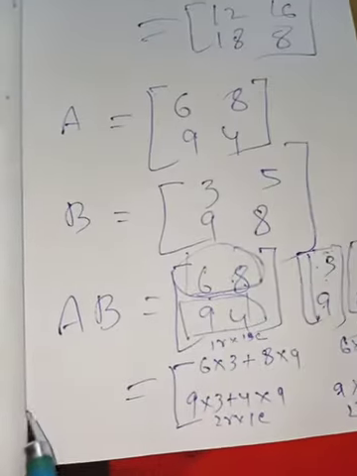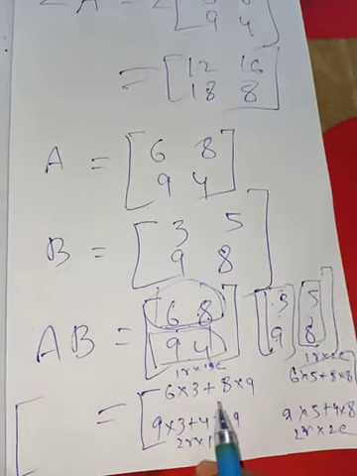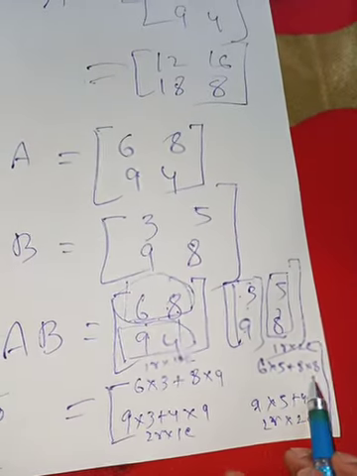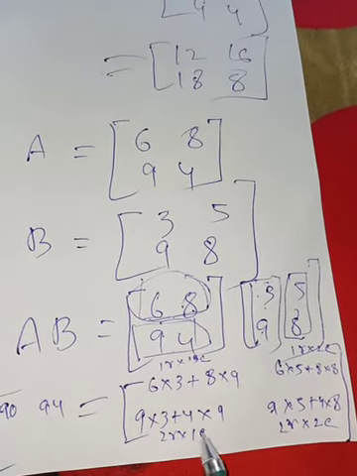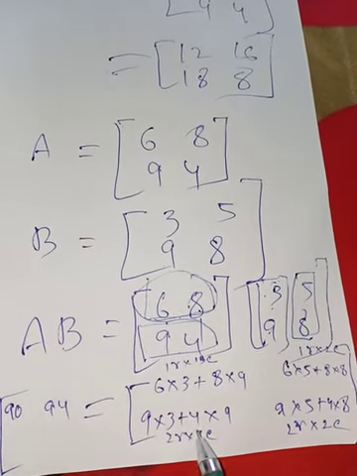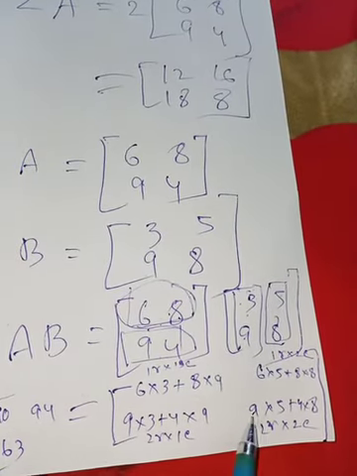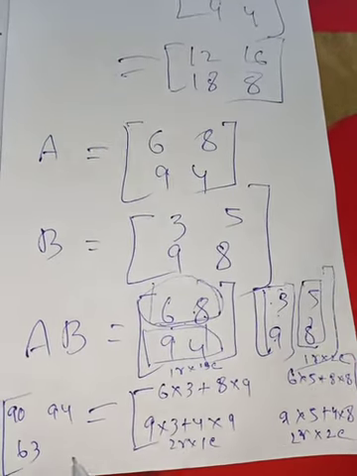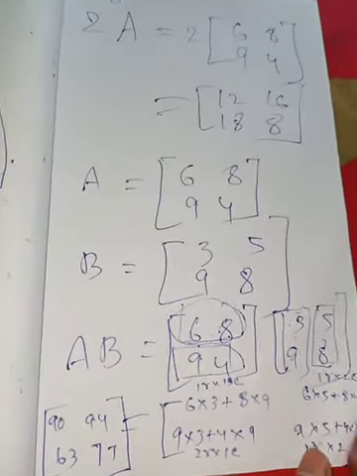So what result did we get? I am writing this here because it will be easy to understand. 6 threes are 18 plus 8 nines is 72. 18 plus 72 is 90. 30 and 64, that is 94. Then 27 plus 36 will be 63. And here 45 plus 32 is 77. That is the result we got by multiplying A and B.